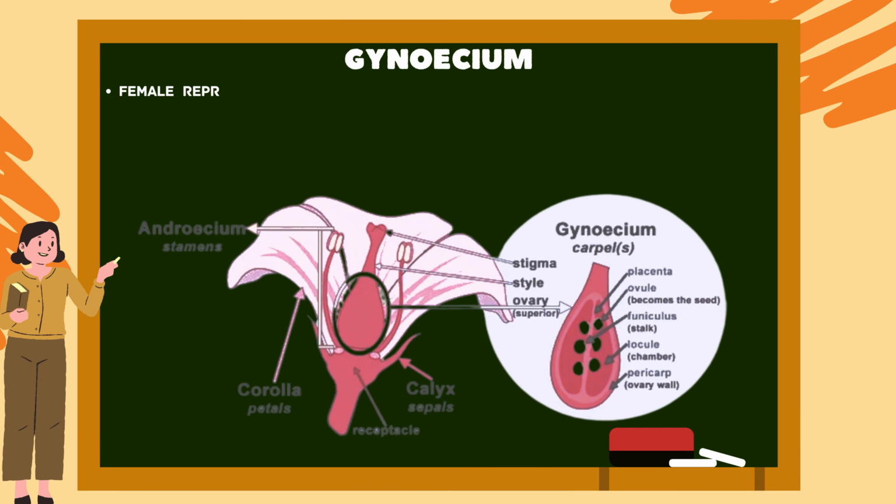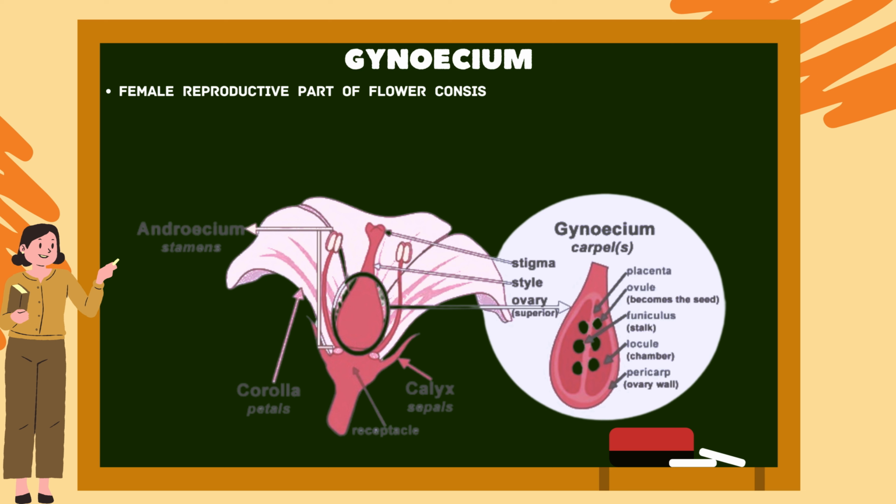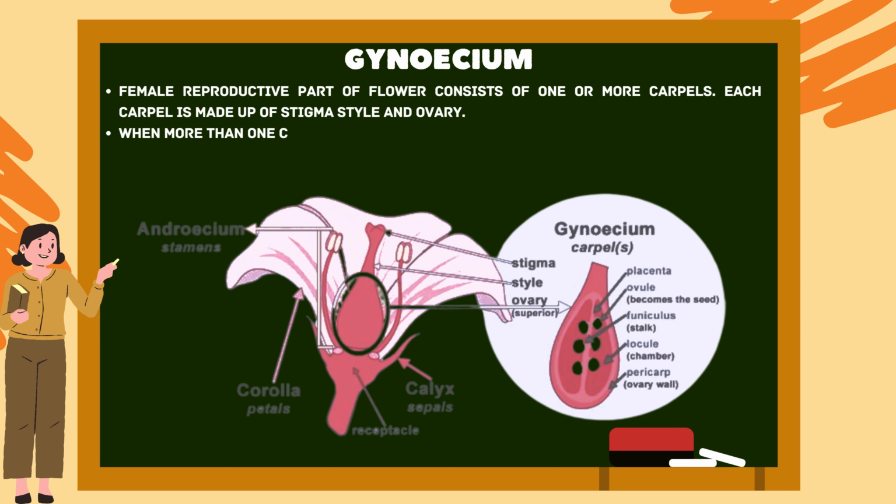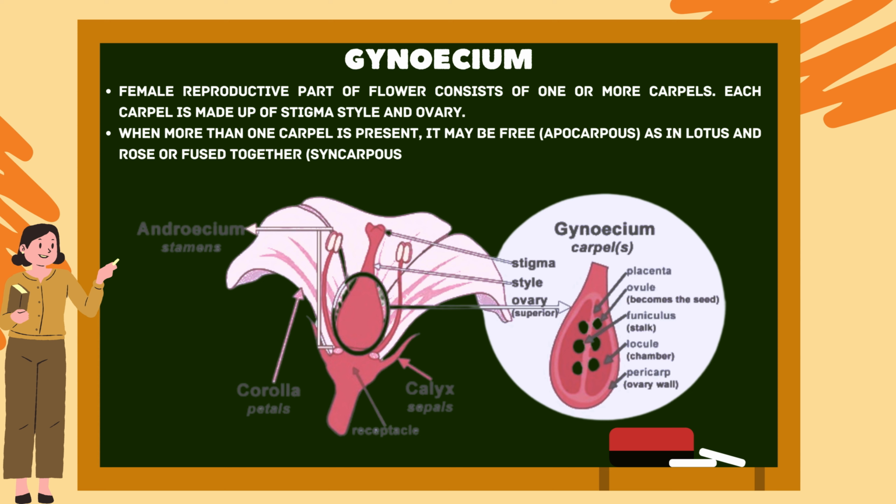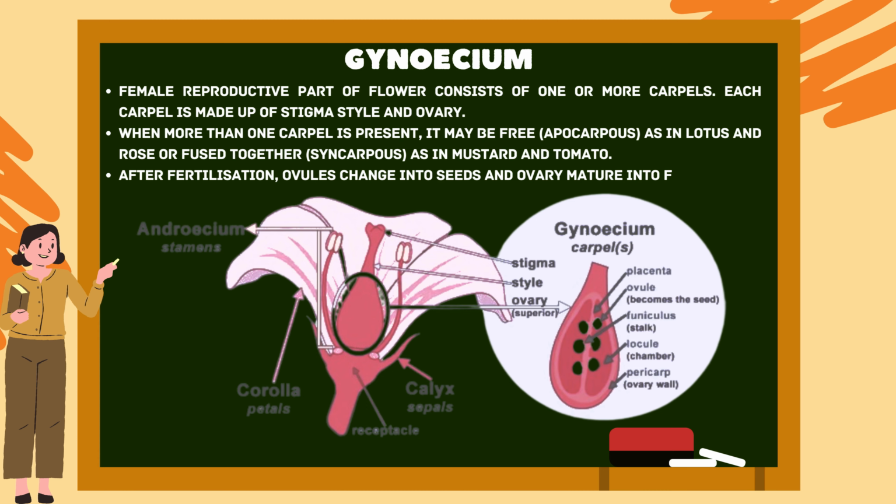Gynoecium. The female reproductive part of a flower consists of 1 or more carpels. Each carpel is made up of stigma, style and ovary. When more than 1 carpel is present, they may be free, as in lotus and rose, or fused together, as in mustard and tomato. After fertilization, ovules change into seeds and the ovary matures into fruit.